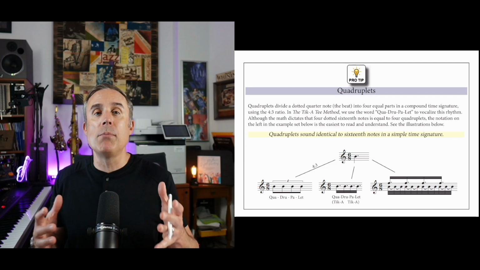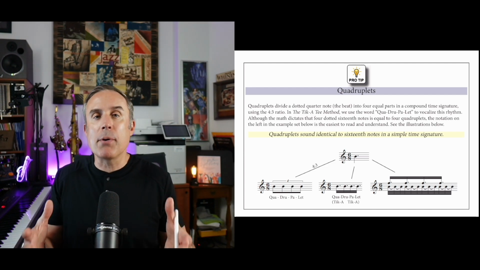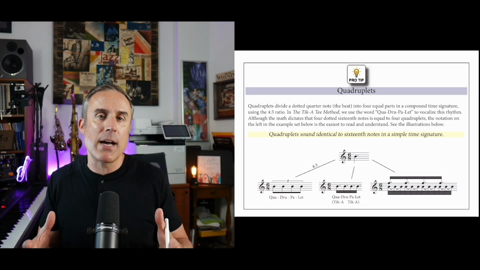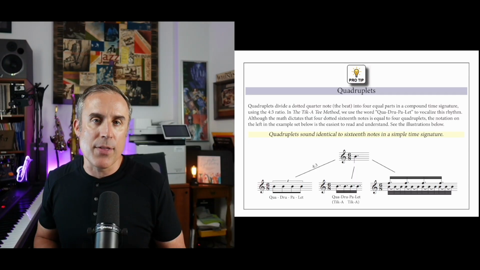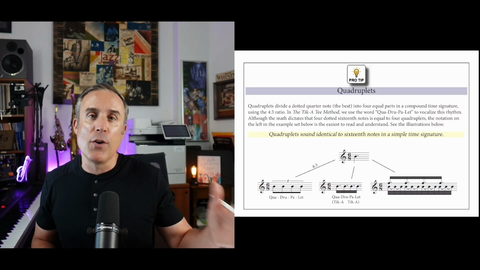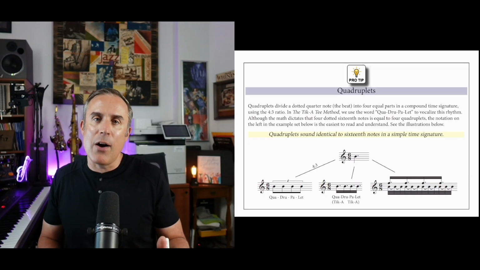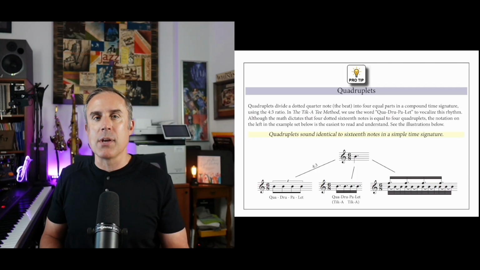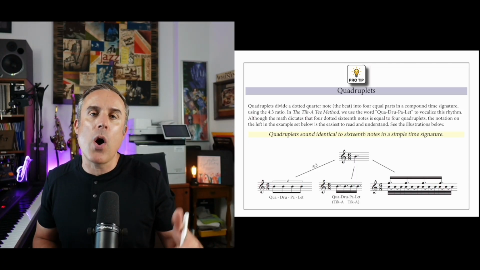What I'll do is a full measure of eighth notes with the typical breakdown, the normal breakdown of that dotted quarter note into 3 equal eighth notes. Then I'll do a measure of quadruplets, 2 full beats of quadruplets. And you'll hear how they sound like 16th notes, but with the Tik-A Tee verbiage, it's quadruplet.